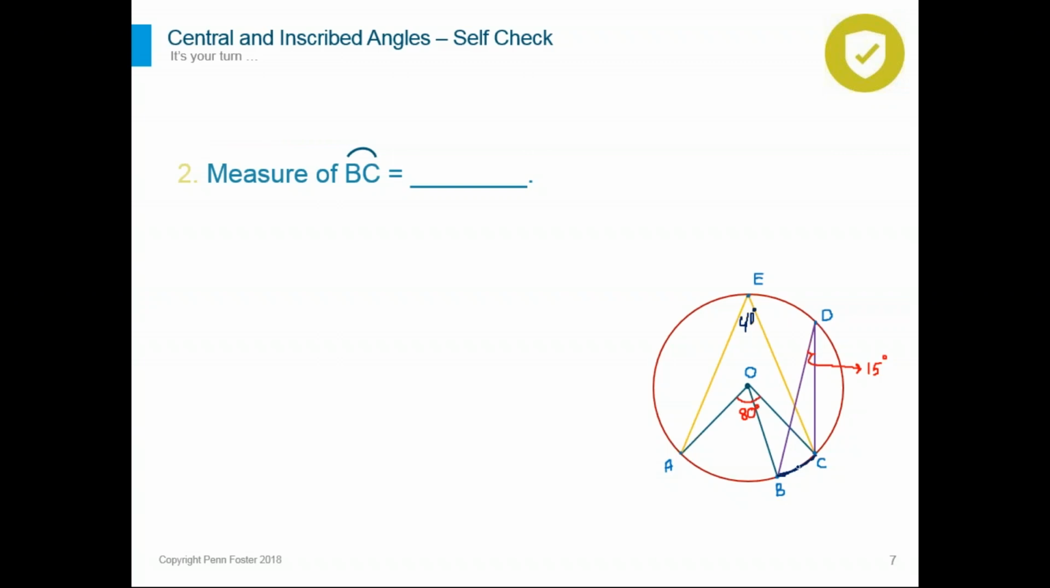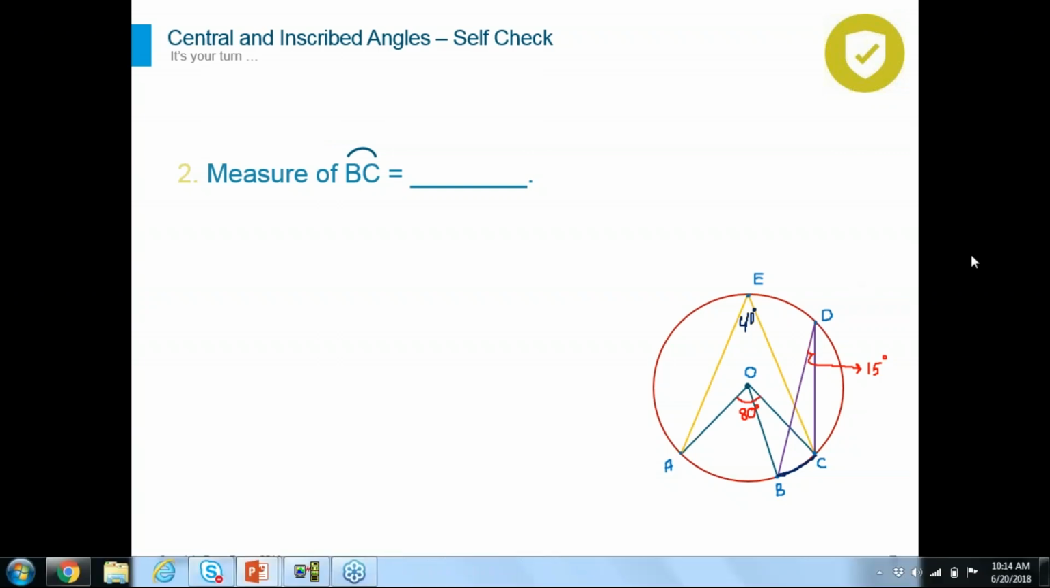Okay, we have two angles, BDC and BOC. What's the relationship between these, and can that lead us to the measure of arc BC? I'm going to change my screen. I'll give you the question. You'll be able to select your answers.